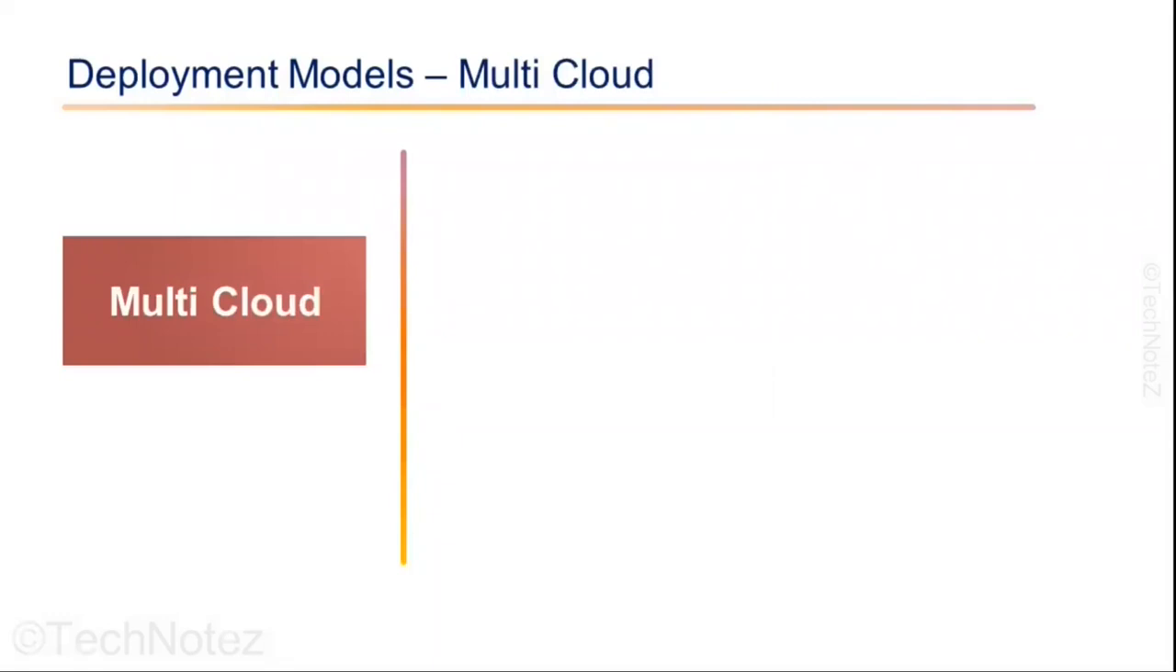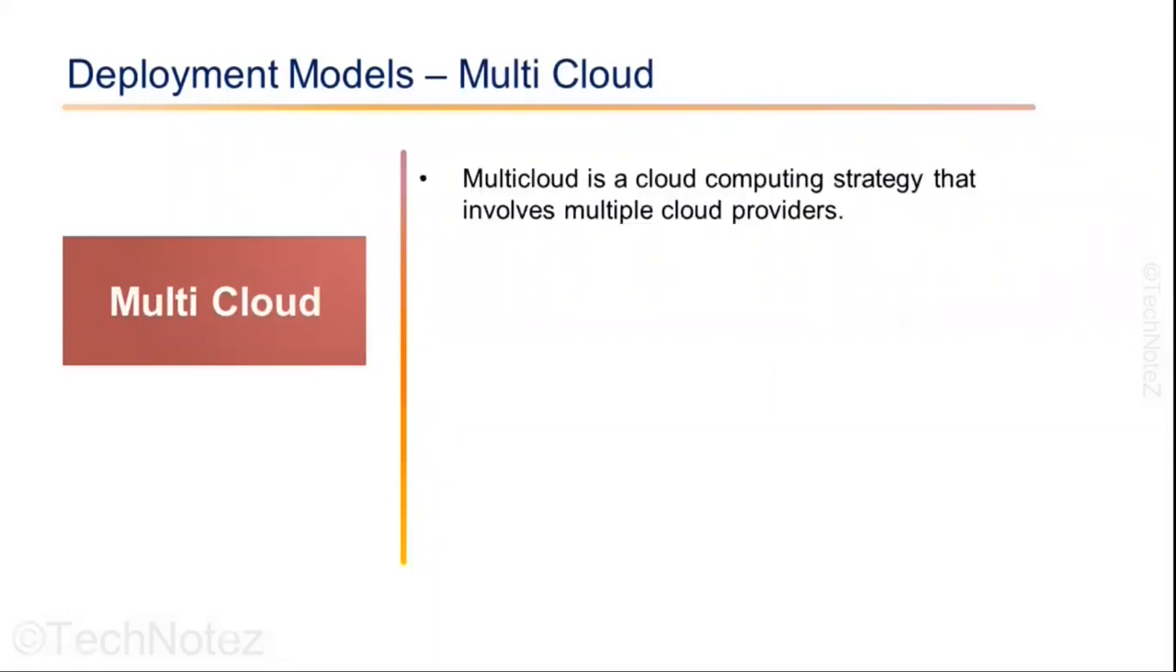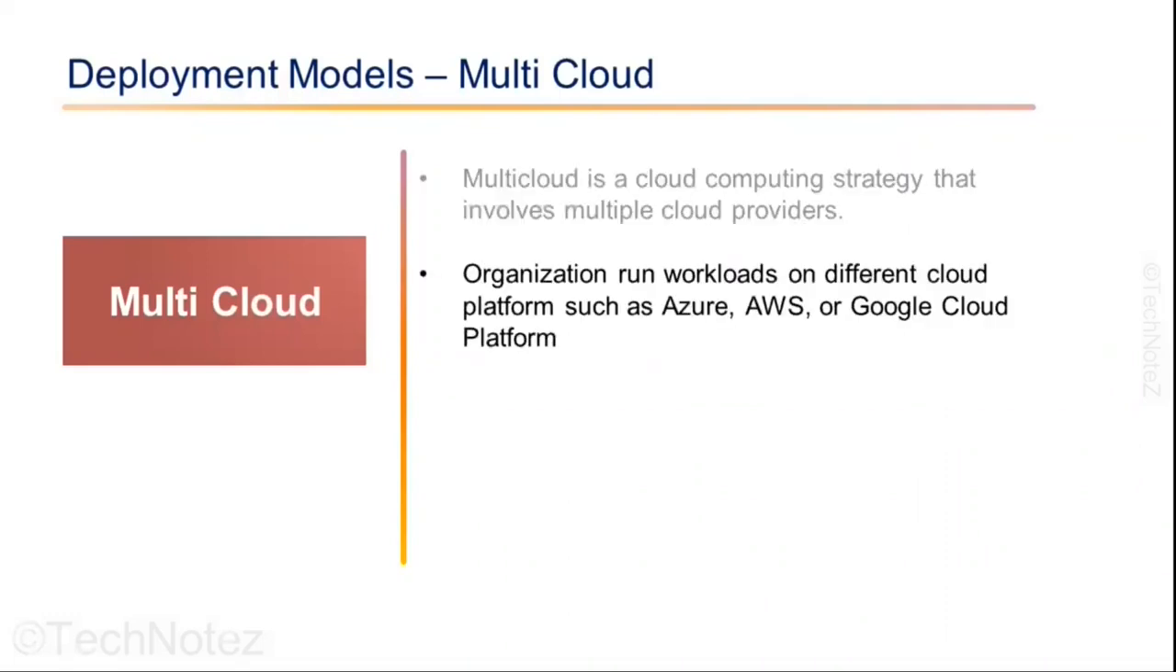Next, let's talk about multi-cloud. Multi-cloud is a cloud computing strategy that involves multiple cloud providers. In a multi-cloud environment, organizations use a combination of public cloud, private cloud, and hybrid cloud for their applications. As cloud is growing popular, the use of multi-cloud is becoming normal, and organizations may run workloads on different cloud platforms such as AWS, Azure, or Google.